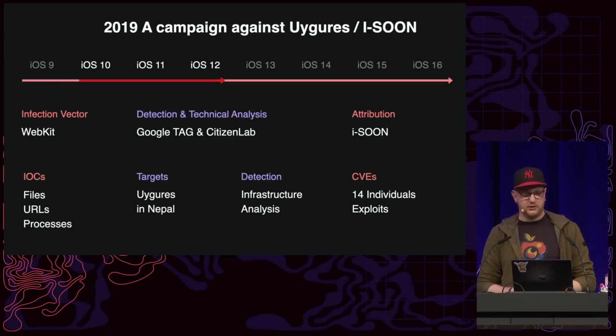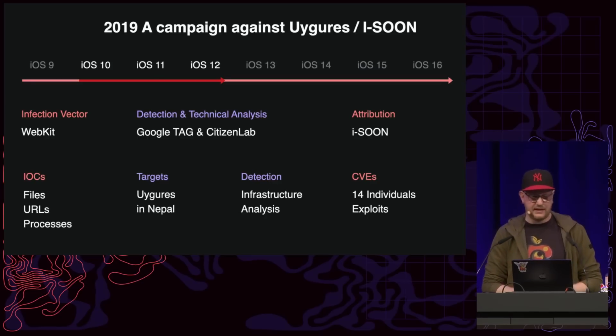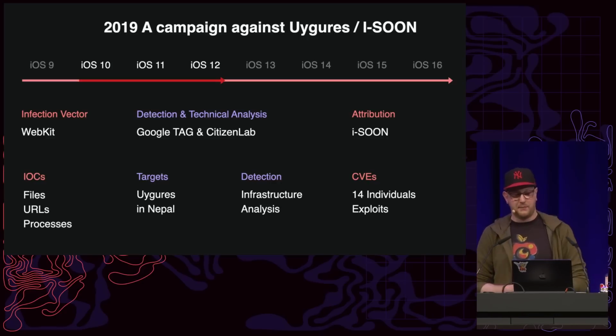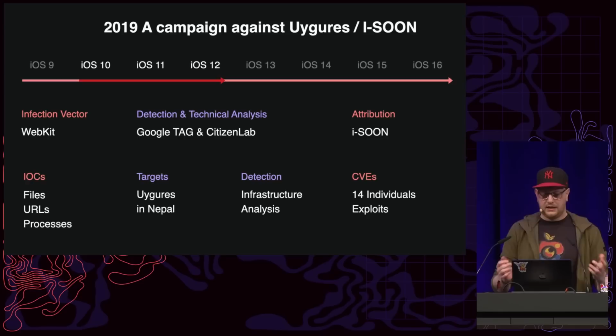There were 14 different vulnerabilities which have been used to infect the group of Uyghurs time over time again. There were 3 different iOS versions which were supported. Every single time it was an infection vector which was coming in via WebKit, and there was plenty of IOCs available.